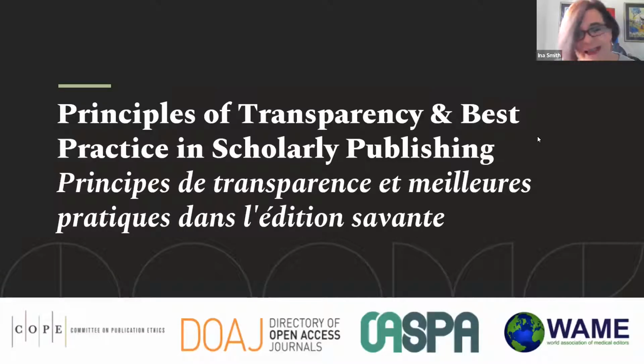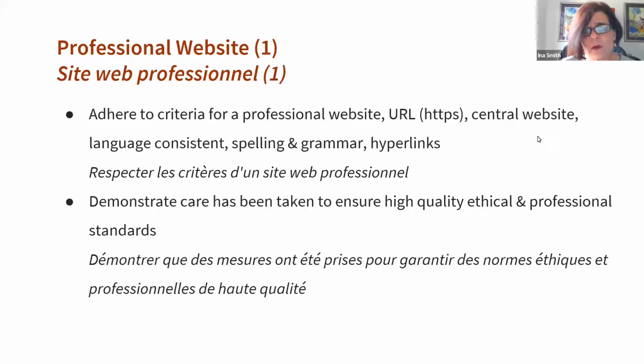Now that we know what open access journals are, let's look at the principles of transparency and best practice in scholarly publishing as compiled by the Committee on Publication Ethics, the DOAJ, OASPA, and the World Association of Medical Editors. First of all, in today's time, if you do not have a website, you do not exist, and the same applies to journals. A journal can only be open access if it has a website. A printed journal cannot be open access at all. To be open access, you have to have a website for your journal.